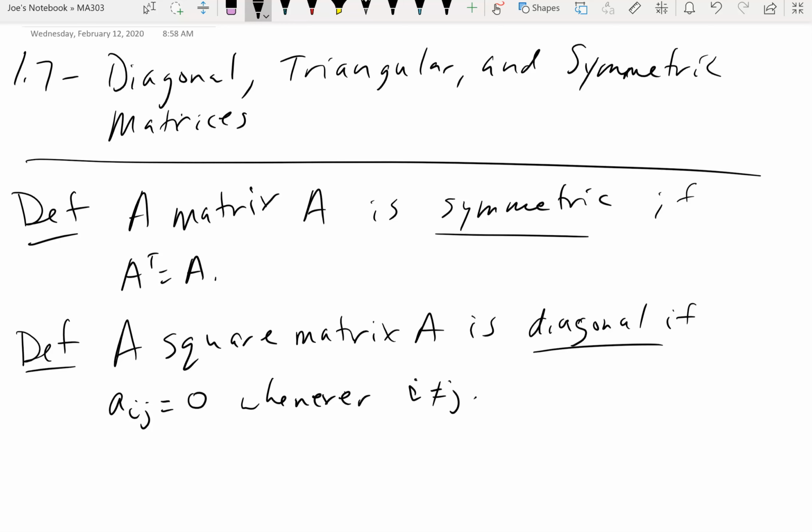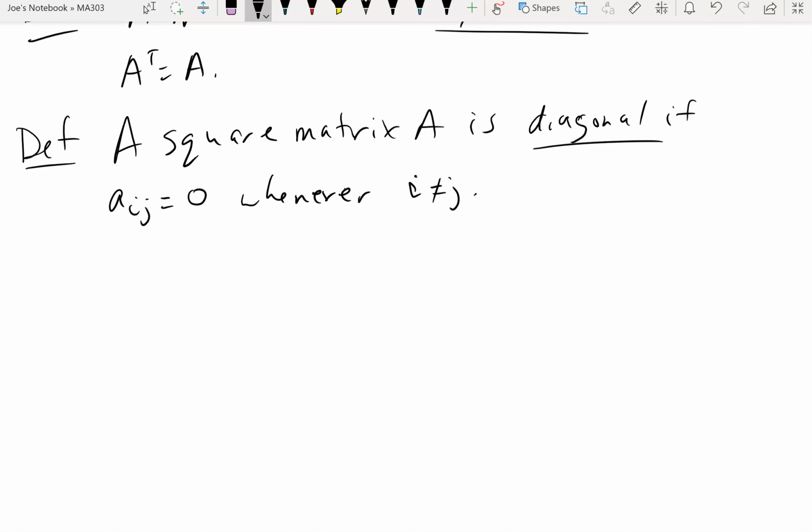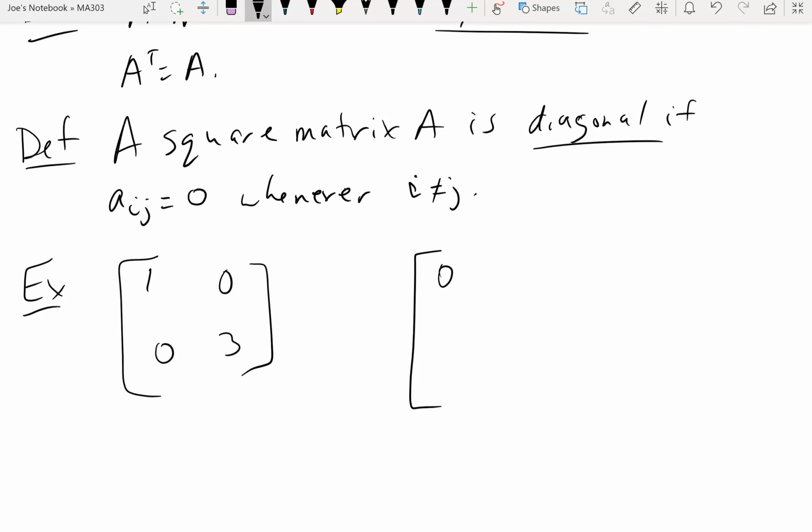Okay? So, for example, if you had something like 1, 0, 0, 3, that's a diagonal matrix. But this would also be a diagonal matrix. I'm okay with the 0 being here, right? Whenever we're not on the diagonal, I have to have zeros everywhere else. That makes sense?